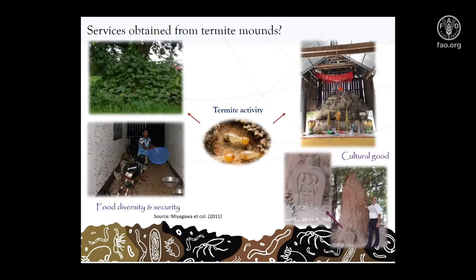Next slide, please. In terms of food diversity and security, termite mounds are also very useful because they are used to grow different plants than rice. They can be used to grow different kinds of vegetables, and here, for example, pumpkin in the picture on the top left, and different kinds of plants and insects and mushrooms can also be found on termite mounds. And those are edible and can be consumed by the population, by the villagers. Some plants found on termite mounds also have medicinal properties and can be used to treat certain diseases or symptoms. Another interesting example is shown on the right with cultural goods.